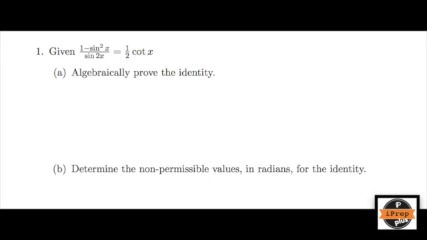Welcome to lesson 4.7.3, and in this lesson we will be looking at double angle identities. Given that 1 minus sine squared x divided by sine of 2x is equal to 1/2 the cotangent of x, A. Algebraically prove the identity, and then B. Determine the non-permissible values in radians for the identity.